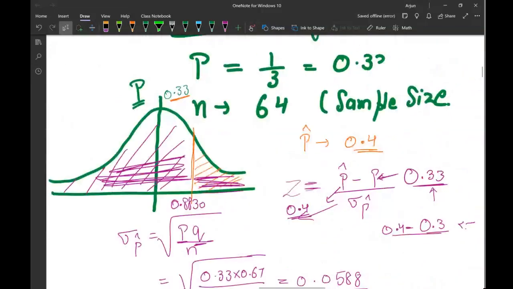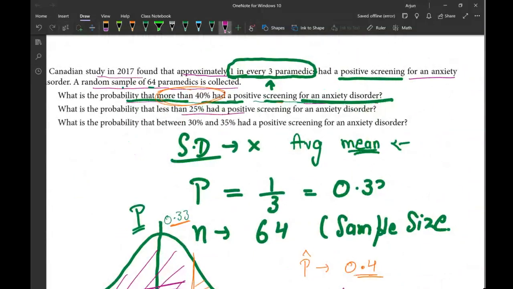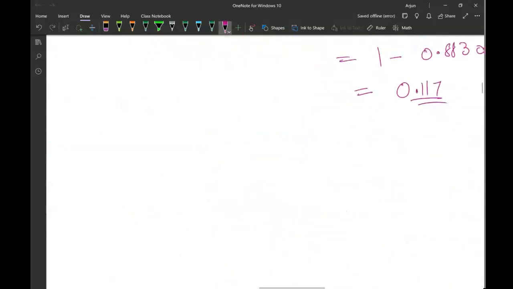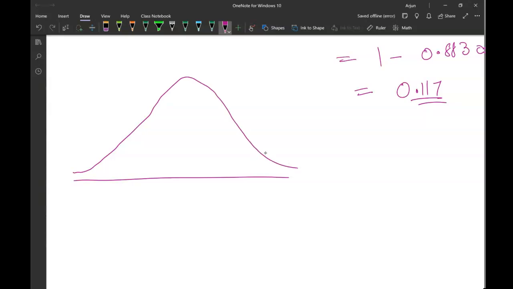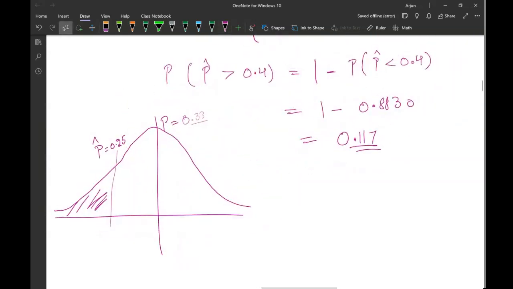Now, if I look into part B of this question, less than 25%, I'll just give the hint on how to solve this one. It is directly saying less than 25%. So the p value is 0.33 here, and p hat will be on the left hand side. p hat is 0.25, and I'm looking for the less than 25% section. So this is the section I am scrutinizing. Now, how can I scrutinize the section?